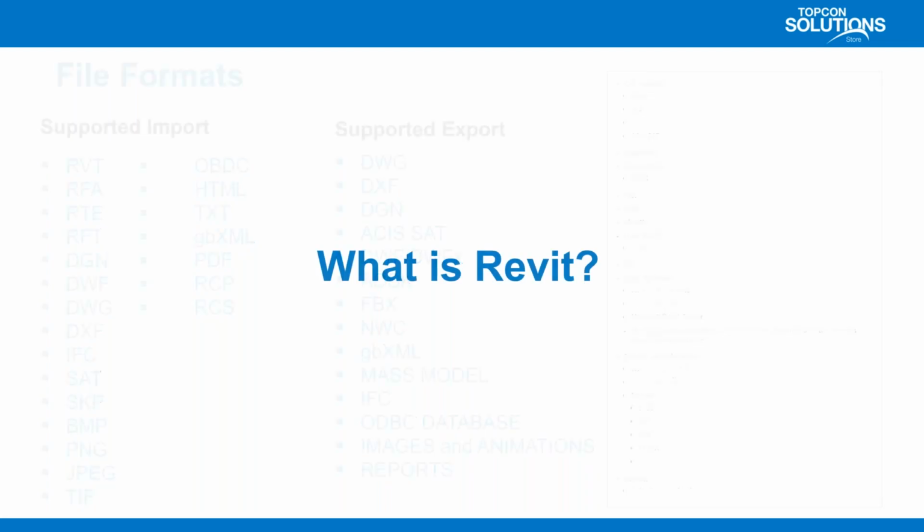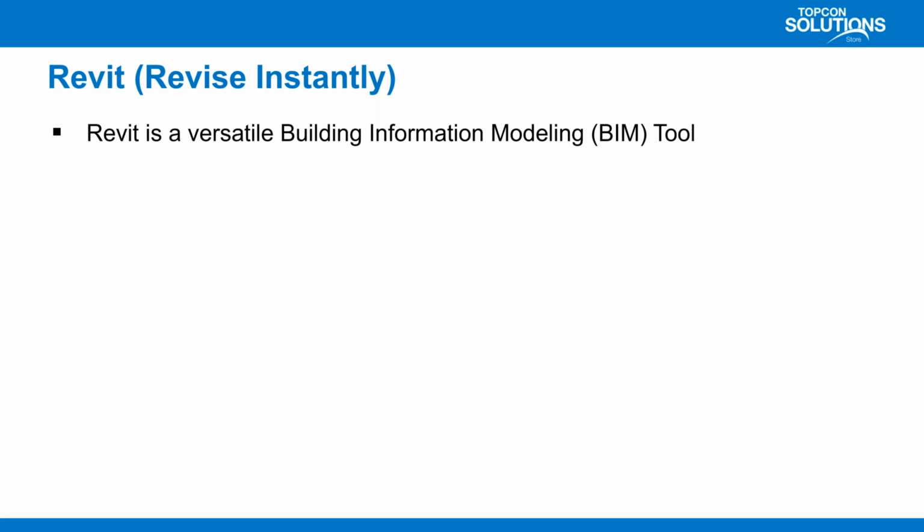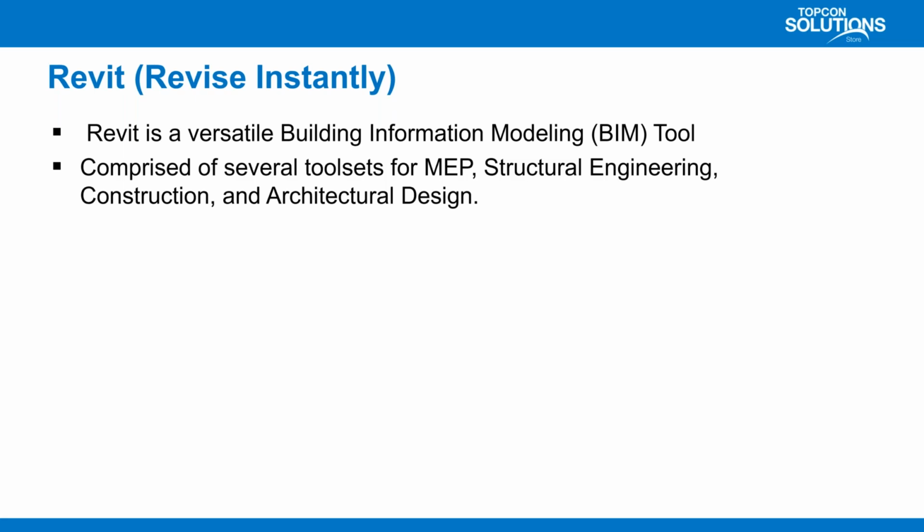Now, for some of you who don't know, what is Revit? It's still in some ways new and gaining a lot of traction in different areas, different disciplines. Well, Revit stands for Revise Instantly. Revit is a versatile building information modeling tool. That's what it is. It's a BIM tool. It is comprised of several tool sets for MEP, structural engineering, construction, and architectural design.